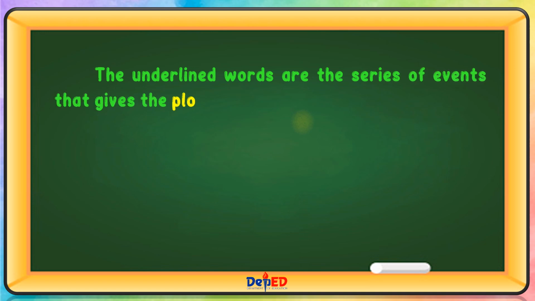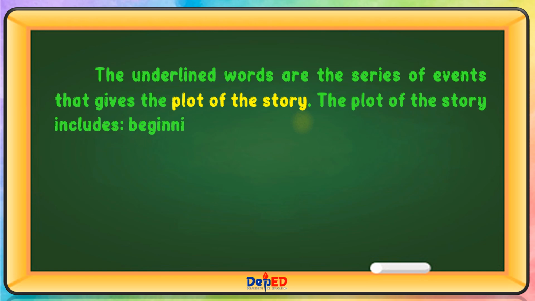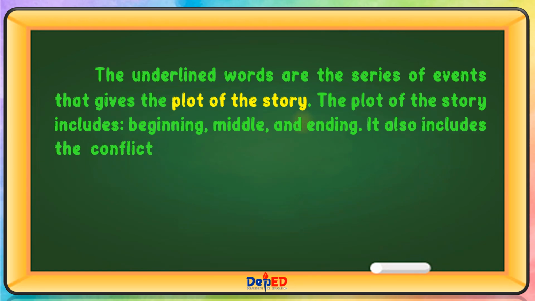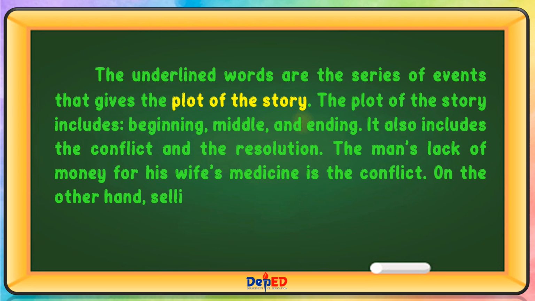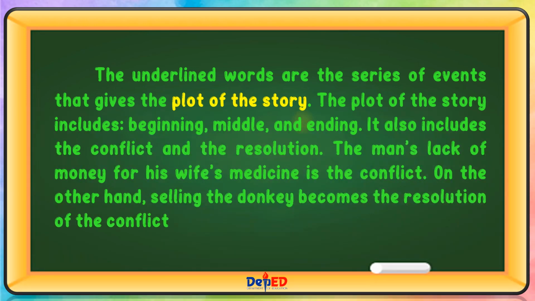The underlined words are the series of events that give the plot of the story. The plot of the story includes beginning, middle, and ending. It also includes the conflict and the resolution. The man's lack of money for his wife's medicine is the conflict. On the other hand, selling the donkey becomes the resolution of the conflict or the problem.